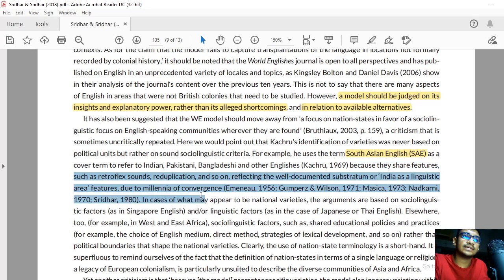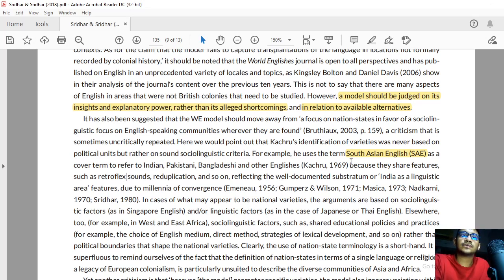reflecting the well-documented substratum features of India as a linguistic area, due to millennia of convergence. So here they're saying that there are a lot of technical similarities between the English spoken by Indian people, Pakistani people, Bangladeshi people, right? So yes, of course there are differences between Indian English and Bangladeshi English, but there are a lot of similarities. So we can group them as a single term, South Asian English.